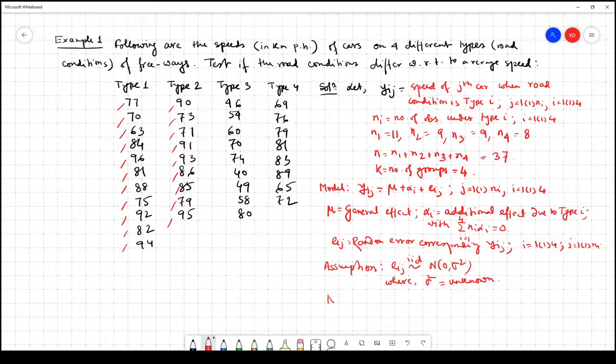Here the null hypothesis H naught is alpha 1 equal to alpha 2 equal to alpha 3 equal to alpha 4, versus the alternative hypothesis that at least one alpha i is different from the others.